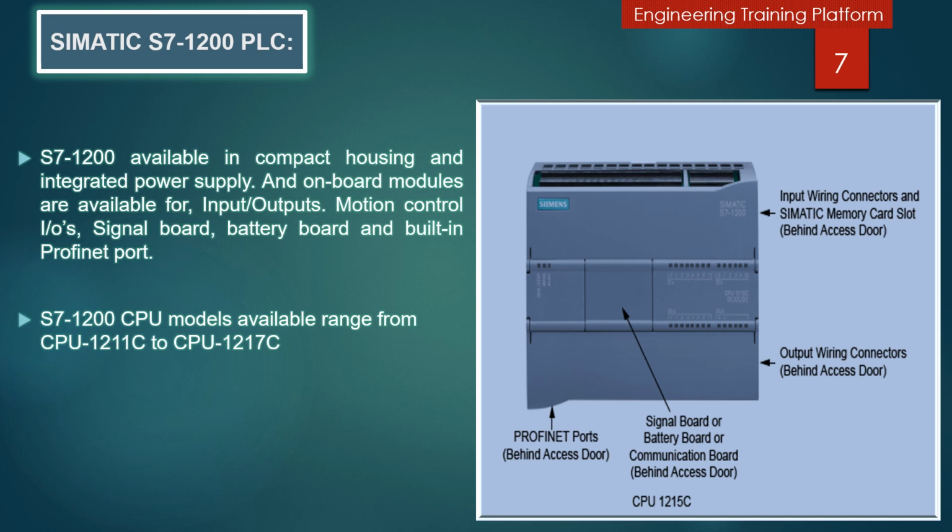S7-1200 CPU models range from CPU 1211C to CPU 1217C. Here in the picture, the example for the CPU 1215C, these are the access door for the input terminal plus memory card slots. These are the access door for the output. When you open this access door, you can see behind the output connection.